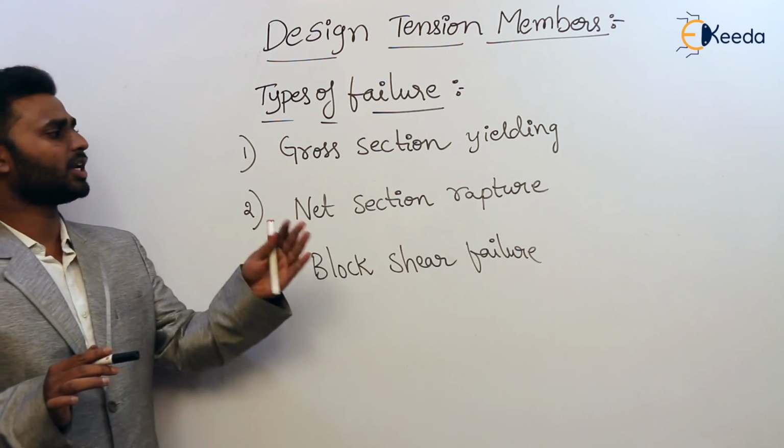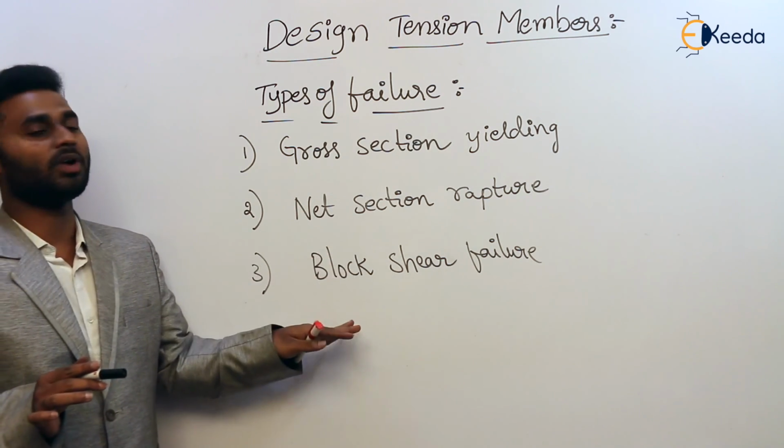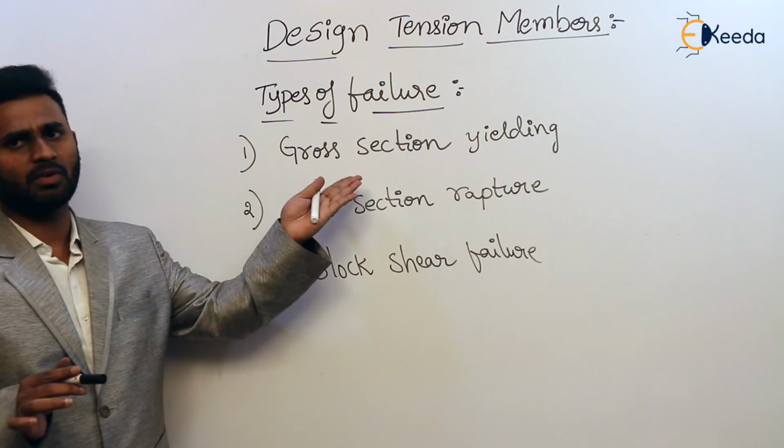So what is cross section yielding, what is net section rupture, and what is block shear failure? We'll discuss in detail one by one.